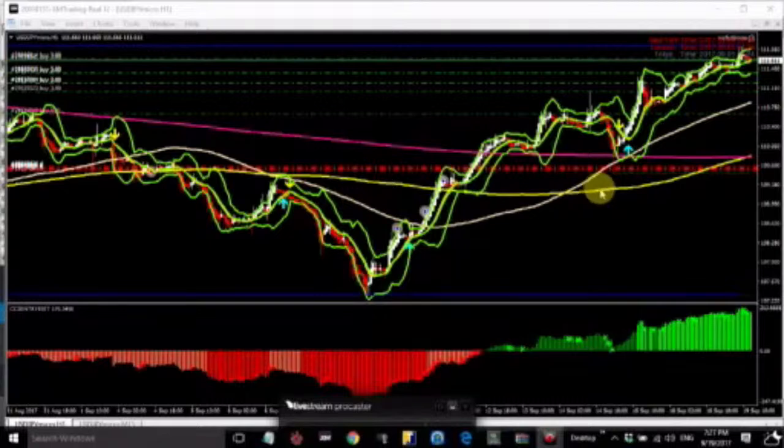This moving average 200 is for long-term trading. It's not for short-term, it's for long-term trading. And this moving average 900 is also for long-term trading.